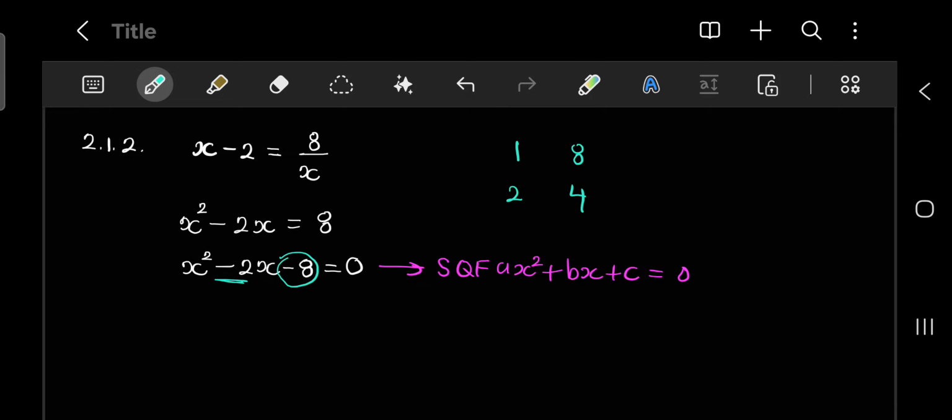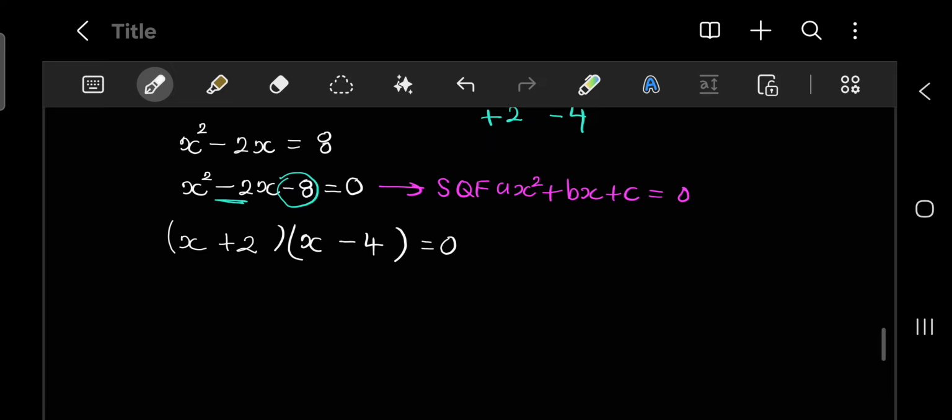So I'm going to go with 2 and 4, and I'm going to use this as a positive 2 and a negative 4. So to factorize, I'm going to open up two brackets. I'll have x and x. One bracket is going to be x plus 2. The other bracket is x minus 4.